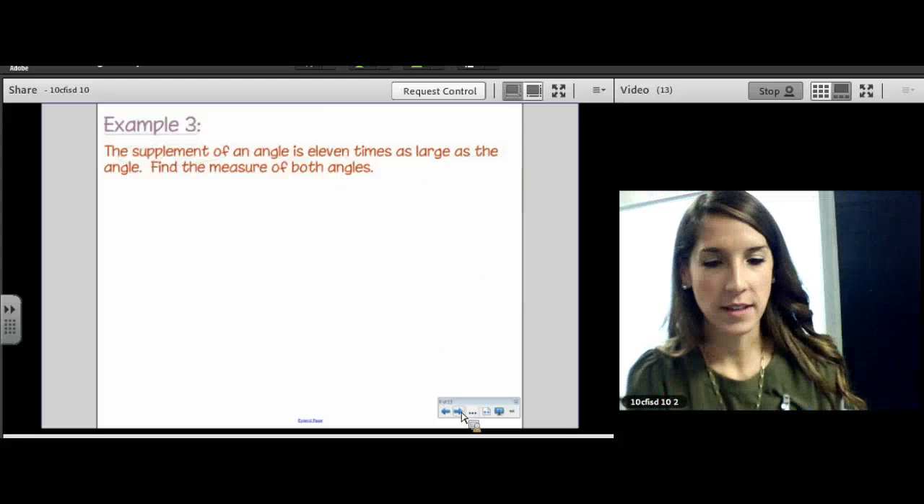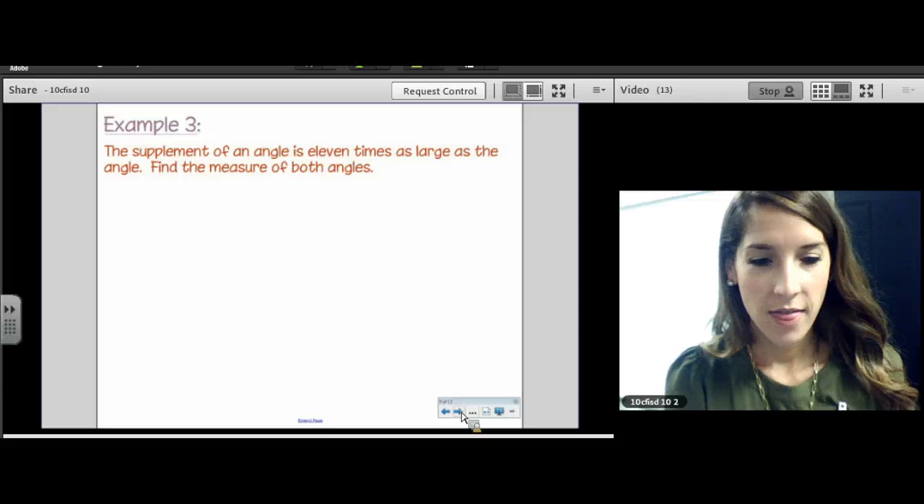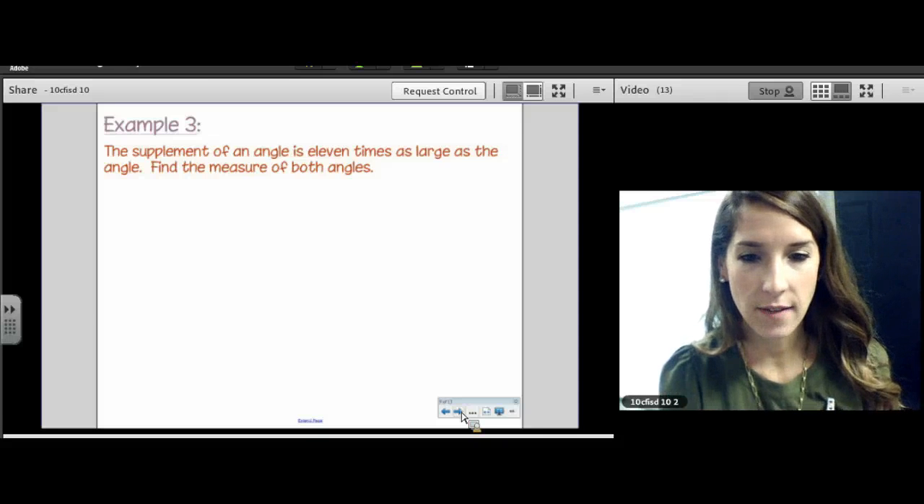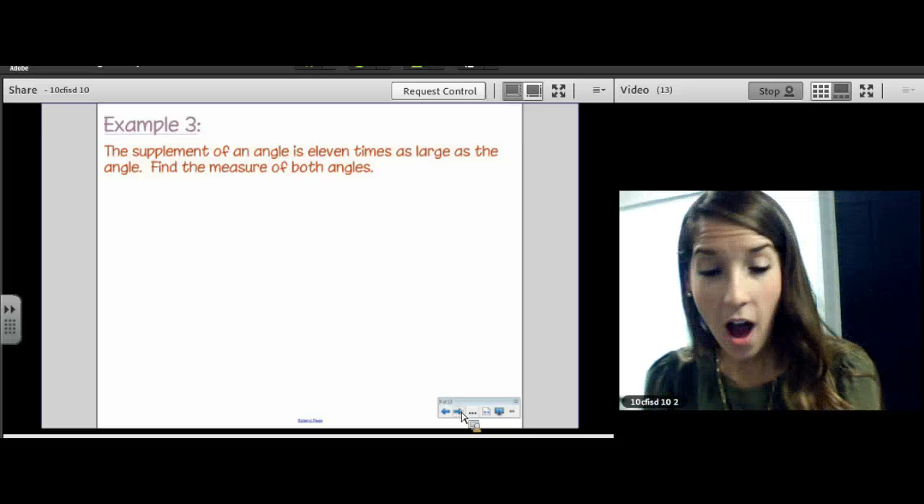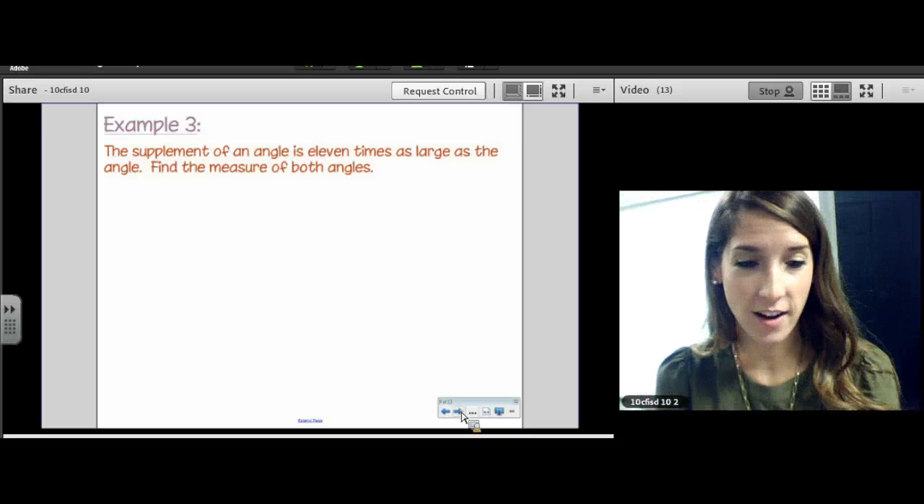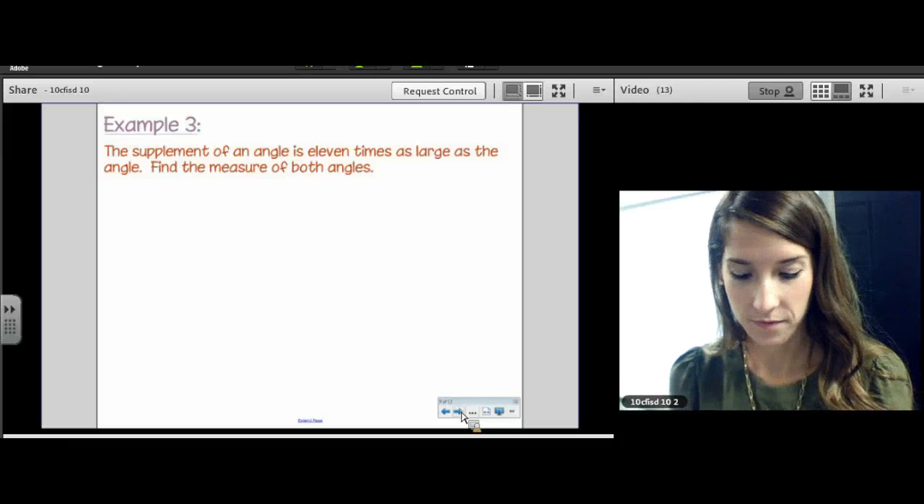All right, try this one. The supplement of an angle is 11 times as large as the angle. Find the measure of both angles. Abby, you're actually next up. You're the next card. So I am picking you.